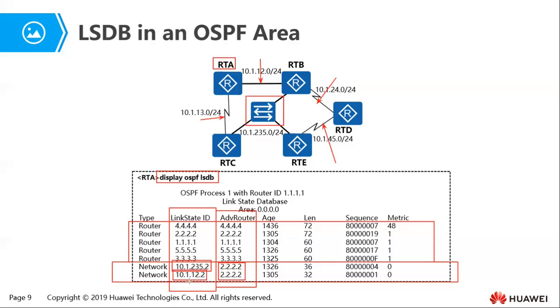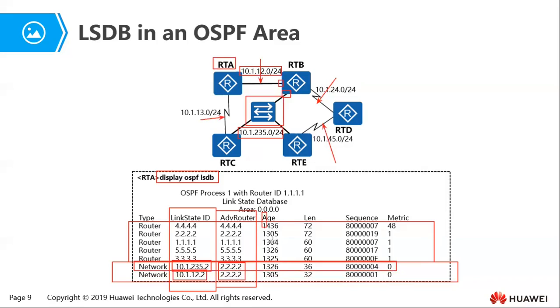So you can see we have 10.1.12.2. So that one is from this network here. So this guy is .2. So this one was produced from that interface. And this other one is 10.1.235.2. This one here, 235. That network .2. So this interface produced this network LSA. So I hope that is clear.